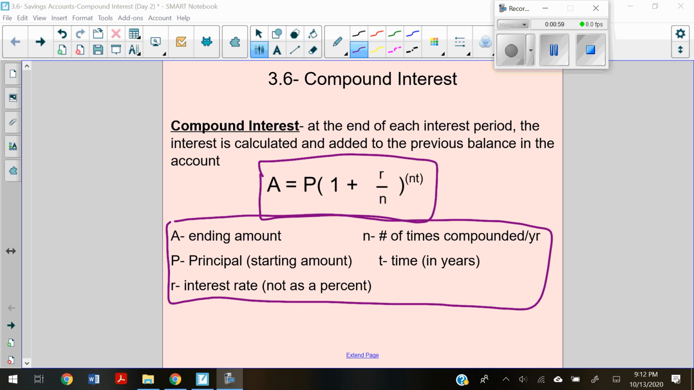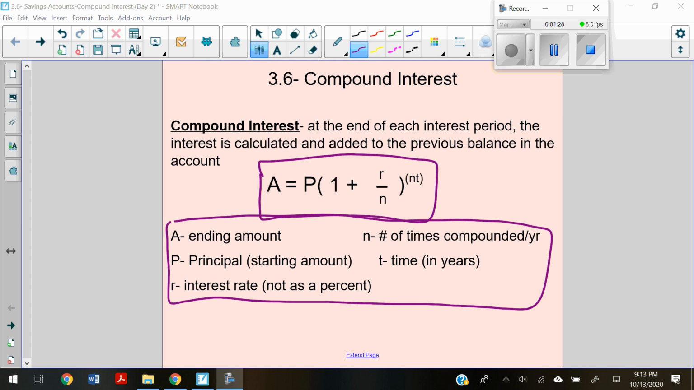All right, so hopefully you've got those written down and you paused. A is your ending amount. Generally, that's what you're solving for, so you don't typically plug anything in for A. P is our principal, our starting amount. R is our interest rate. It's not as a percent. We practiced that with simple interest by moving the decimal place 2 to the left. And then N is the number of times it's compounded per year.